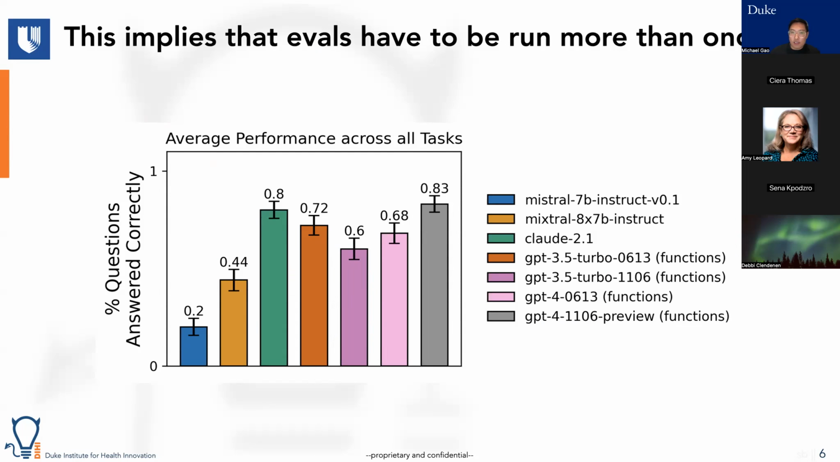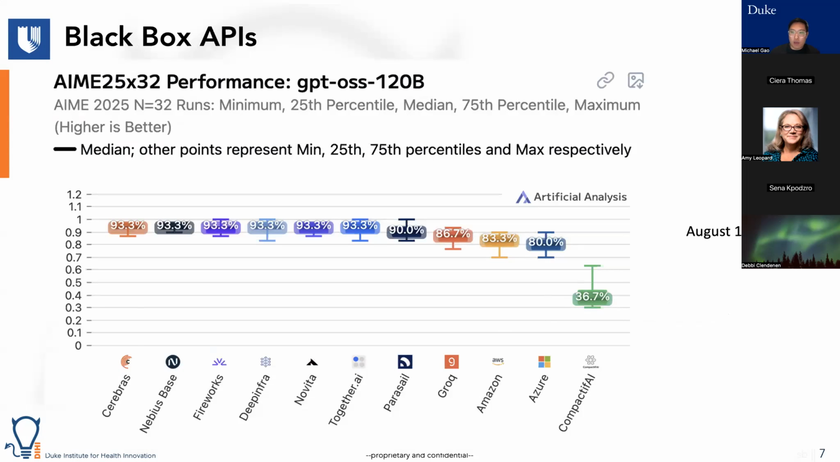To highlight this, I'll give a brief anecdote. So when OpenAI released their open source model, this was the same open source model that was provided by all sorts of different model providers, we'll call them.